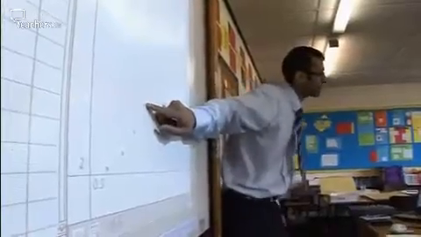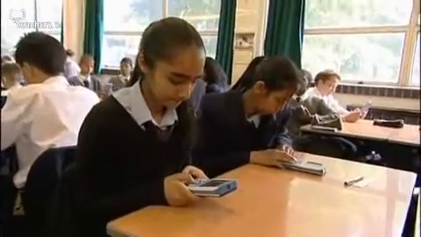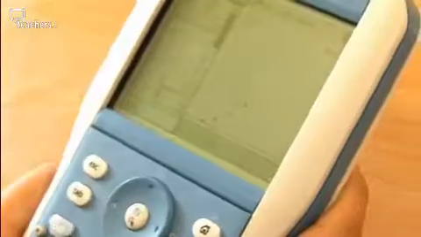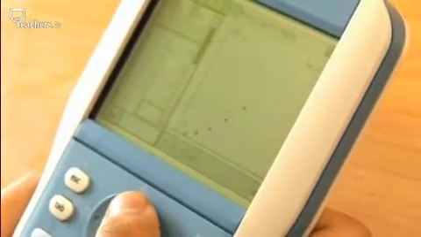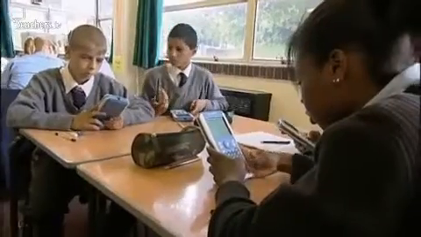I'd like you to type them into yours as well and make sure that they're appearing on yours. That's fantastic. And you can put the fifth one in as well if you want to. Jay's Year 8 pupils have used these handheld devices before to look at straight line graphs, but this is the first time they've encountered quadratic functions.